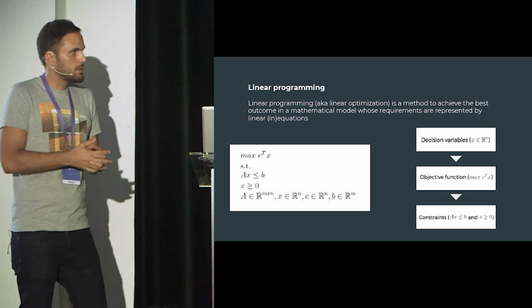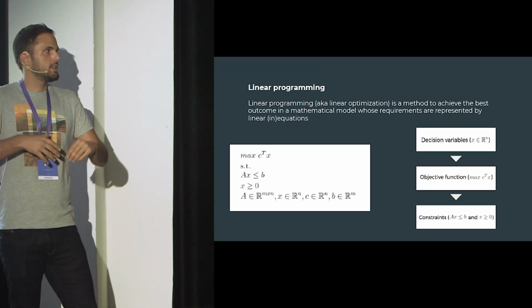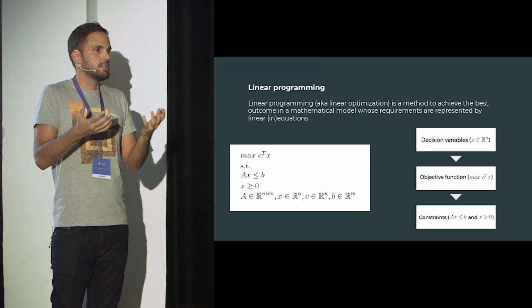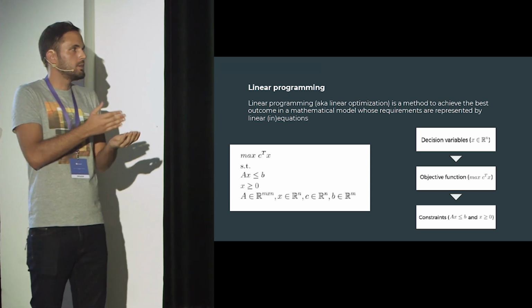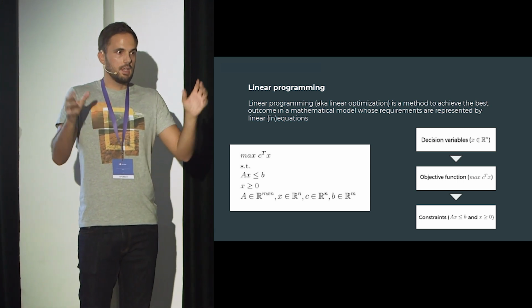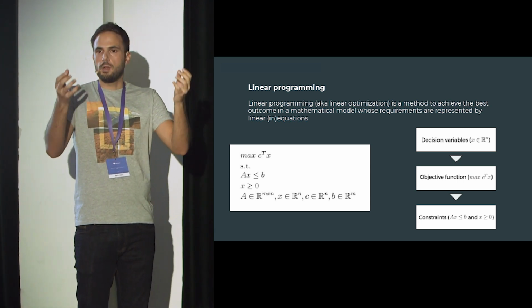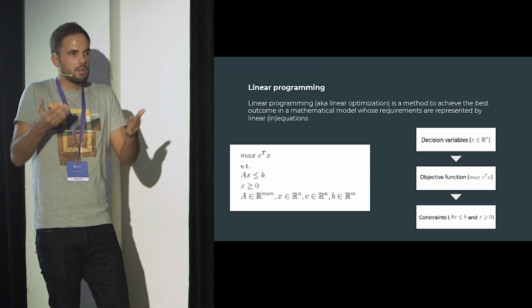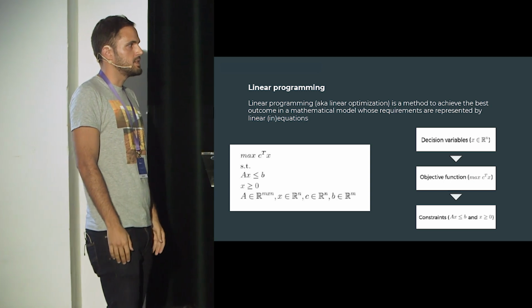Then I have an objective function. An objective function is a metric that allows me to compare different solutions and decide which one is best. In this case, we're minimizing total distance. So if I have two different assignments and I compare the distances that I cover with both of them, the one with the lowest is best. So that's the idea of the objective function.